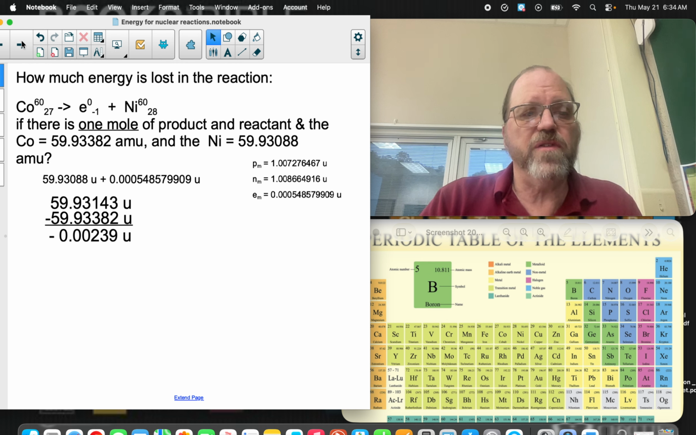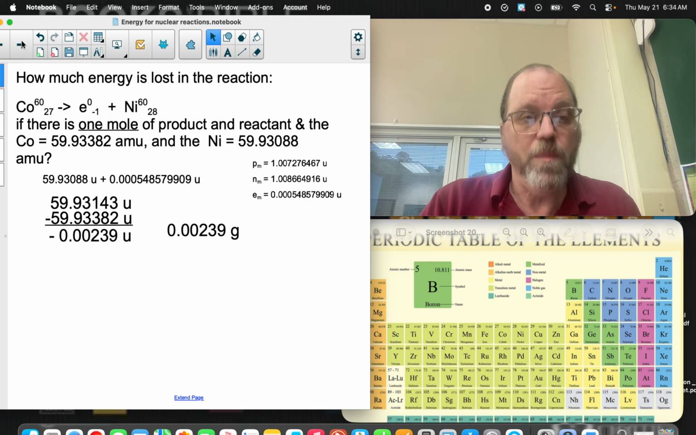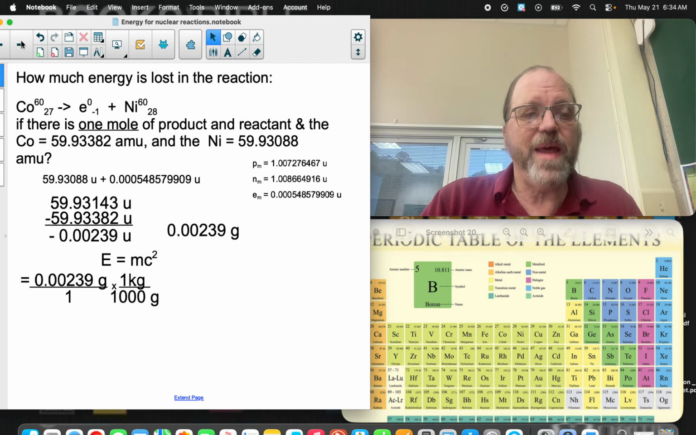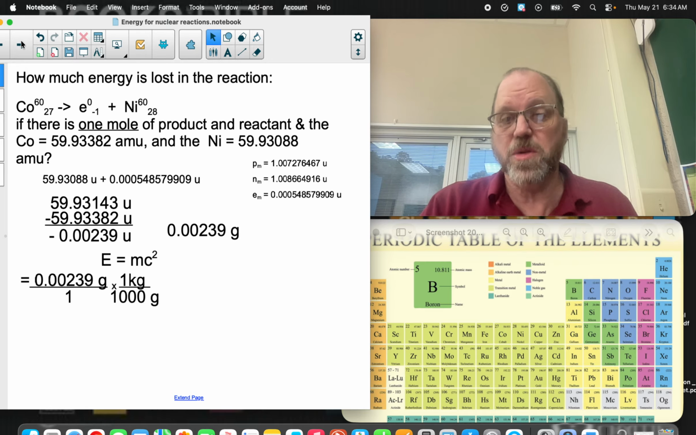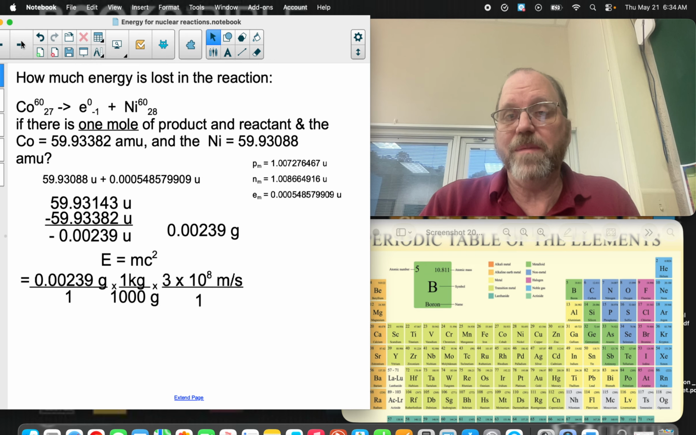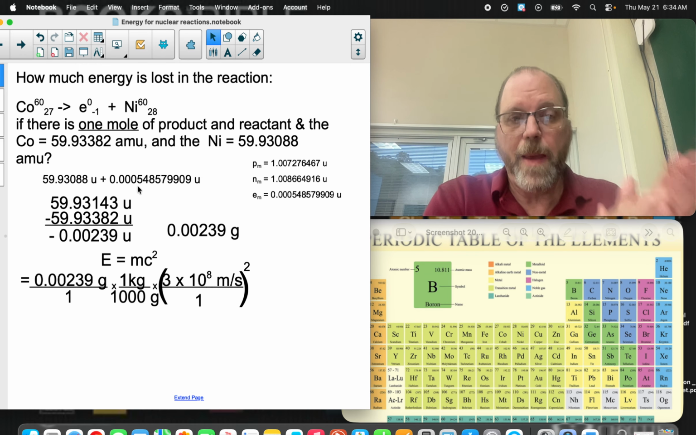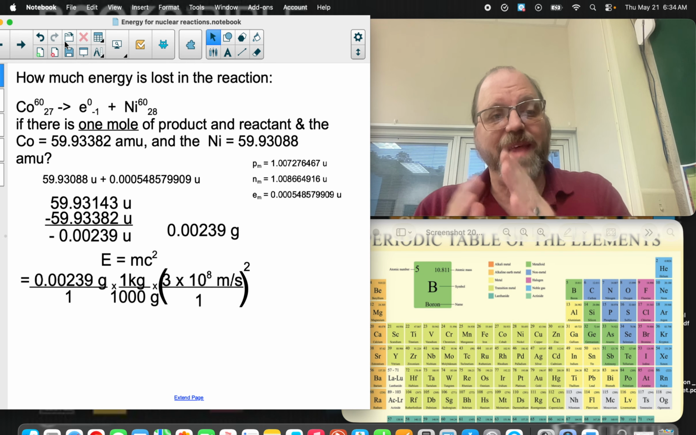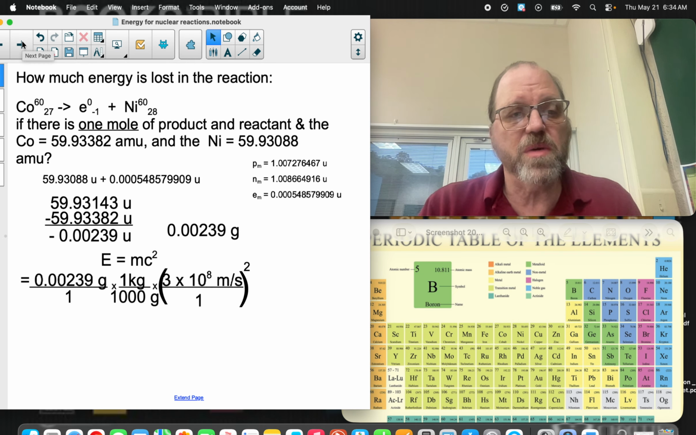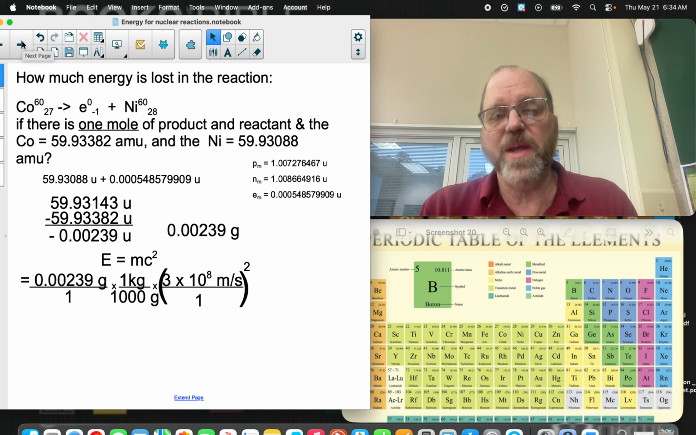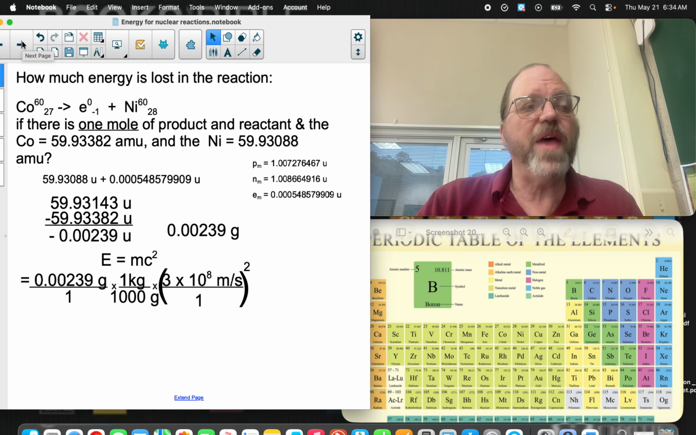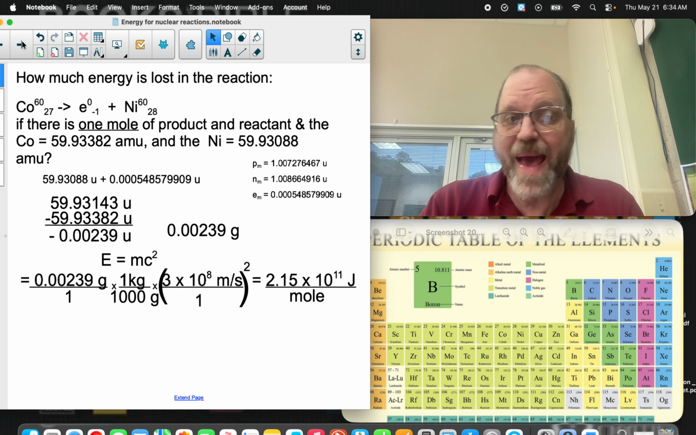So we're going to just convert that into grams because it says it's a mole. So therefore, we're going to take Einstein's equation, take 0.002398 grams, and then multiply that by 1 kilogram over 1,000 grams because we need it in kilograms. And then we multiply that by 3 times 10 to the 8th meters per second, and we're going to square that. Now, our units, kilogram meter squared per second squared, that is a joule. So take a calculator, 0.00239 grams times 3e8 squared, divide by 1,000, and we get 2.15 times 10 to the 11th joules.